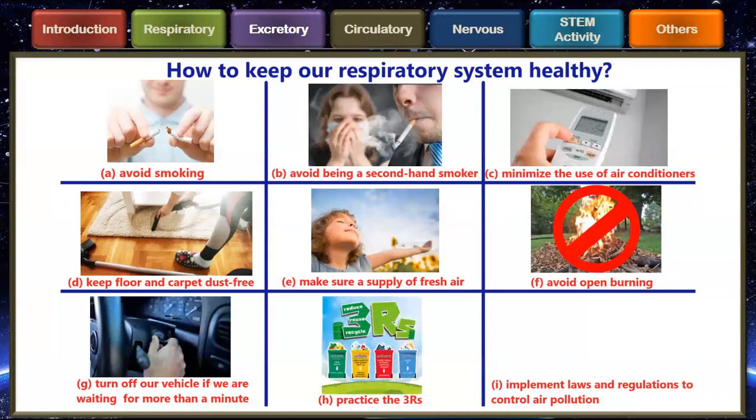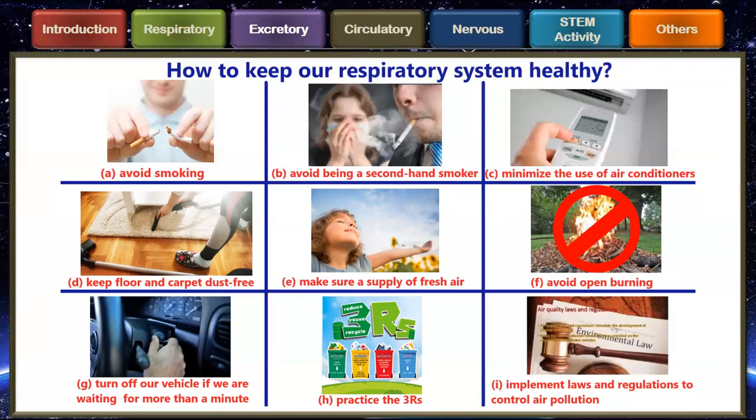And practice the 3 R's. So what are the 3 R's? That is reduce, reuse, recycle. Don't use plastics. And of course, implement laws and regulations to control air pollution. This one, we cannot do. Only the government can do it. But what we can do is to follow it. We should obey the law.